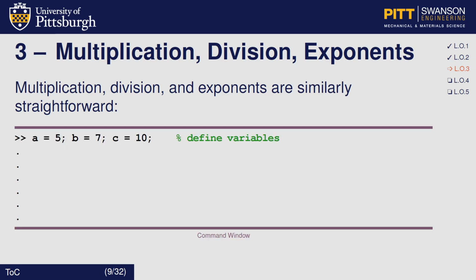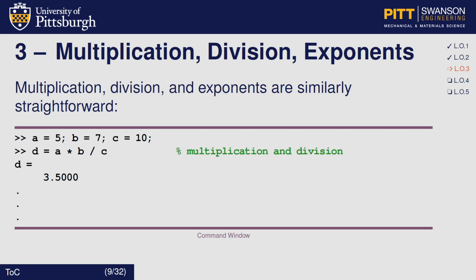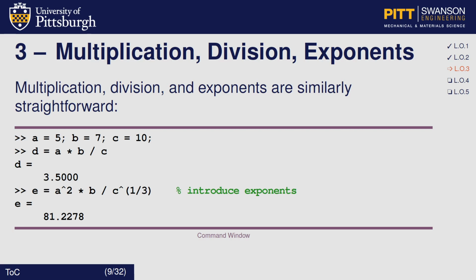Similarly, multiplication, division, and exponents are also straightforward with their respective operators. Again, start by defining our variables. These are the same as the ones defined on the previous page. Then we introduce multiplication and division between a, b, and c. And then we can introduce exponents with the caret operator. These simple demonstrations highlight your ability to do low-level arithmetic in programming.